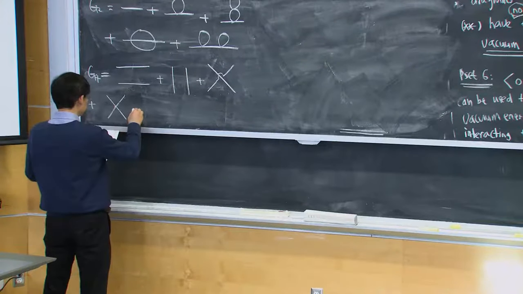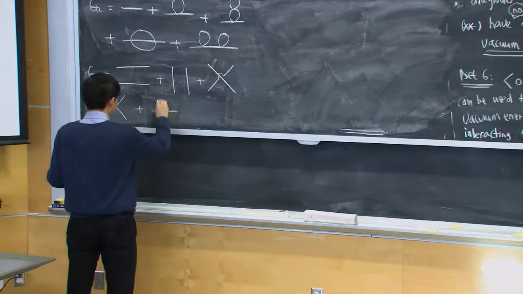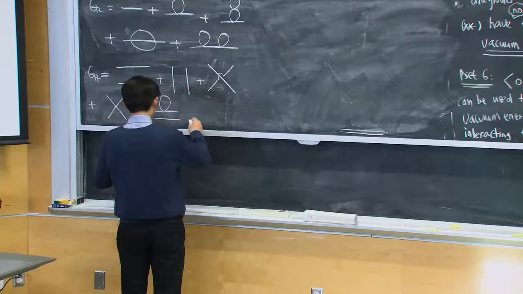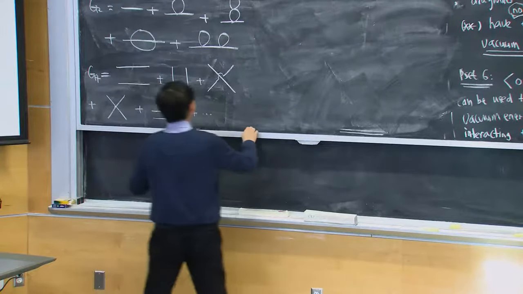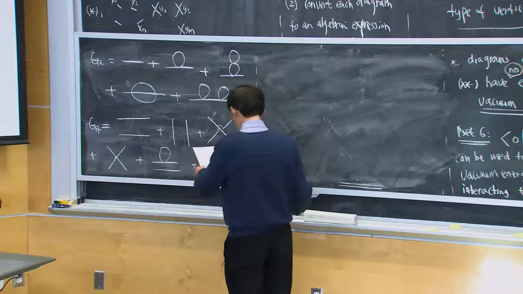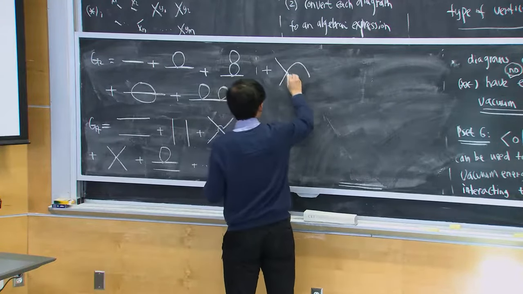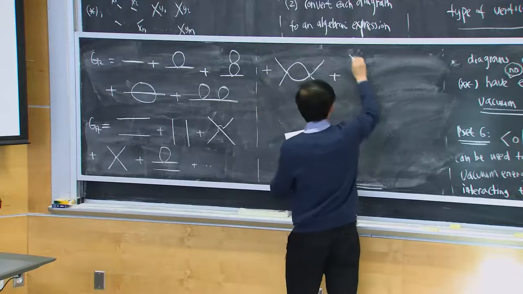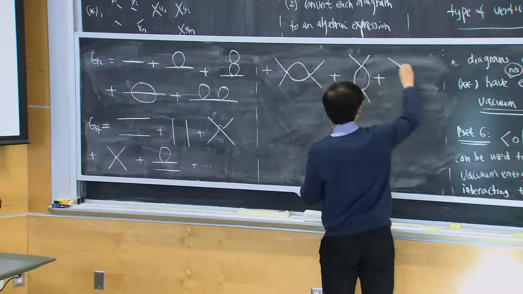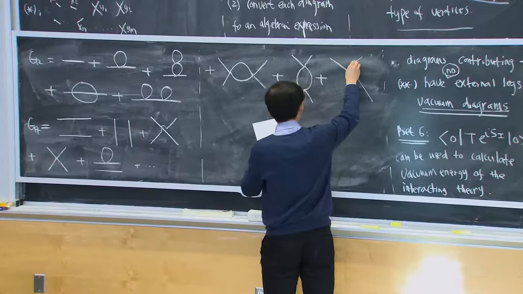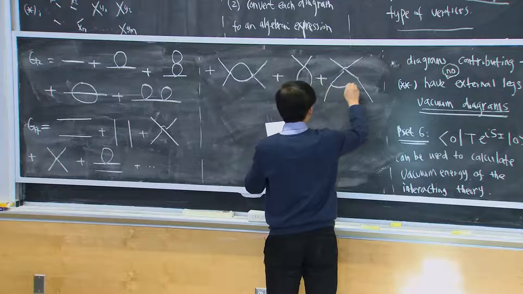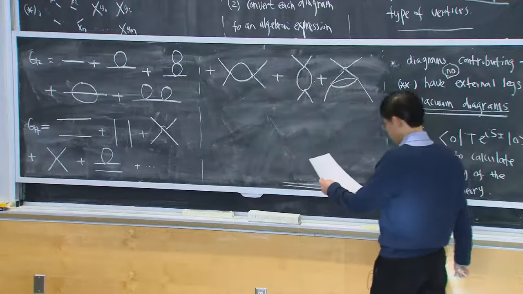And then you can also have a diagram like this. And you can also have, I will not draw all the diagrams. I will just draw, and you can draw more diagrams like this, but these are not vacuum bubbles. And you can also have diagrams like this. The reason I draw them is that you are going to do some of them in your P set. Yeah, there's another diagram like that, etc.